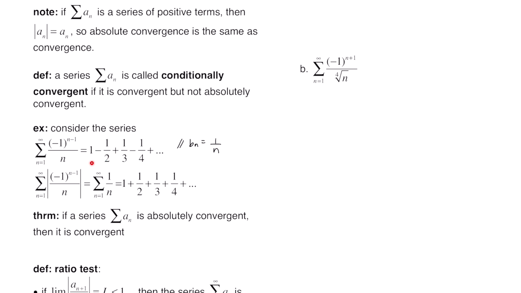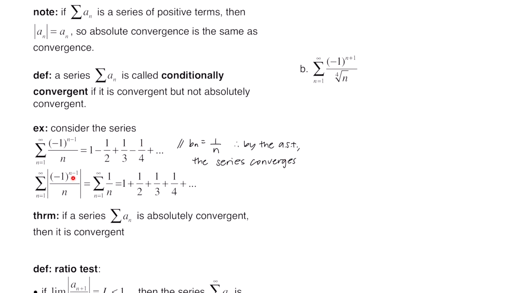If we look at the alternating series test for this series, b sub n is 1 over n, and these terms are decreasing. So the first condition is satisfied. Then if we take the limit as n goes to infinity of 1 over n, we'll get 0. So the second condition is also satisfied. Therefore, by the alternating series test, this series converges.